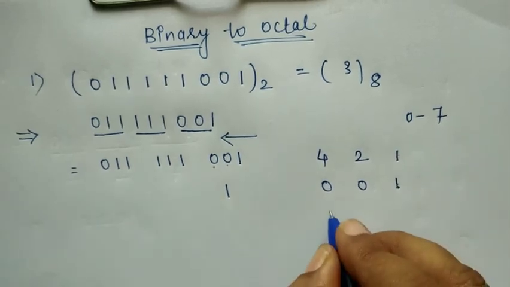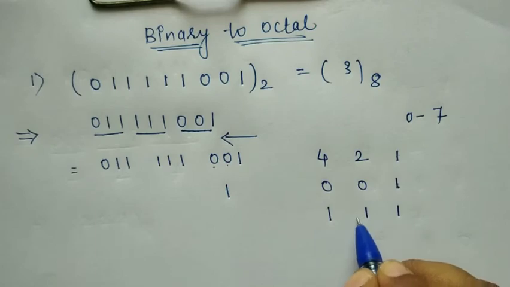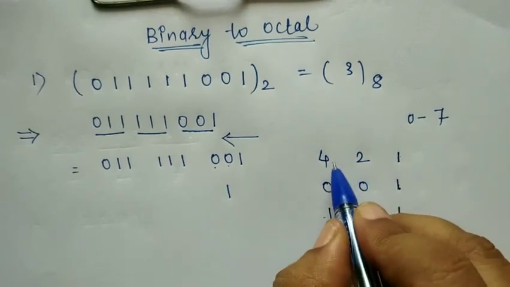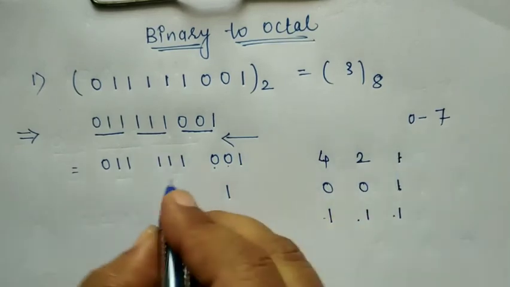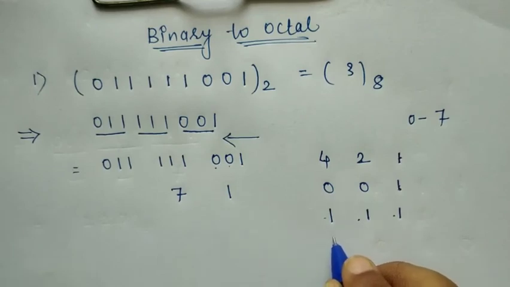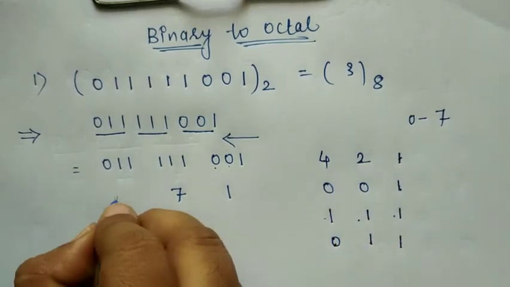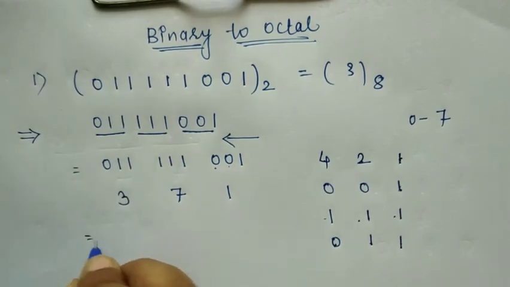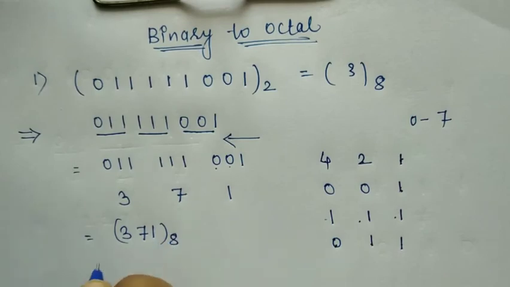Again we will consider the second group, 1, 1, 1. All are 1, so we make the sum 4 plus 2 plus 1, that is 7. So we will write 7 here. Again we go for the third group, 0, 1, 1. The 4 position is 0, so we will not consider it, and we consider 2 plus 1, that is 3. So the required answer is 371 to the base 8.